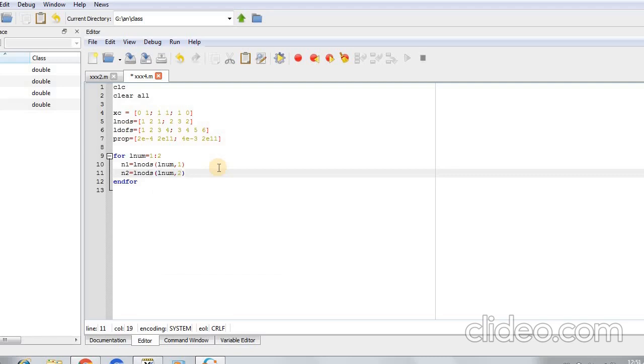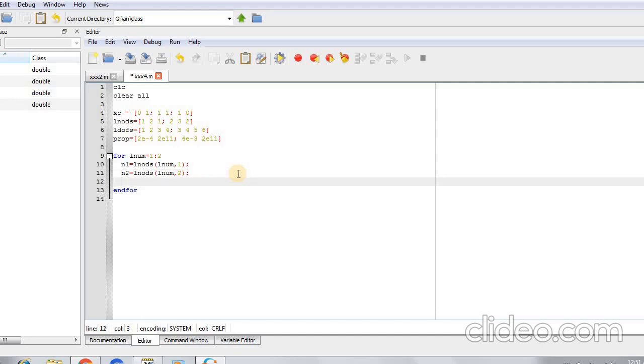So n1 and n2, we don't want to show it on the command window, so we put a semicolon here, and x length, the length of this is xc n2 1, minus xc n1 1. There is x, this one is for the x coordinate and n2 is for the node.